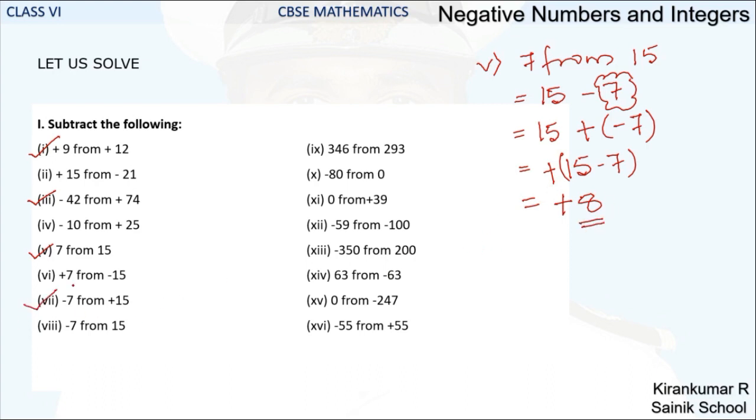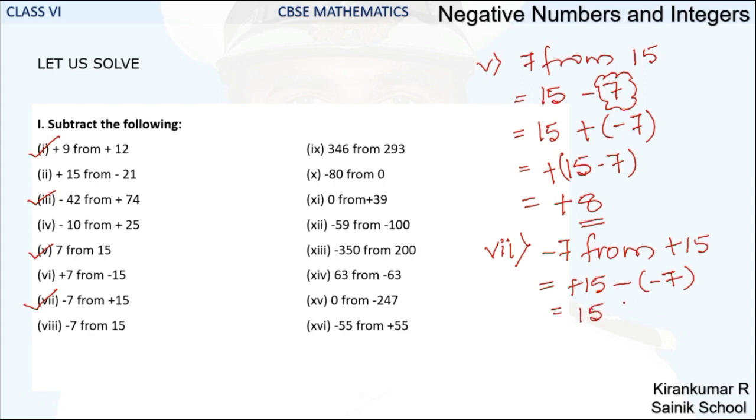Let me take up the 7th one. Minus 7 to be subtracted from positive 15. This can be written as positive 15 minus minus 7. So positive 15, this I'll change into an addition question, and this changed number of minus 7 is positive 7. So the result obtained is positive 22.